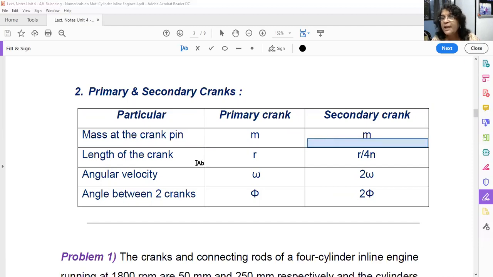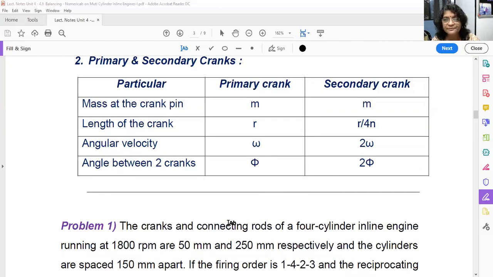It will be considered as m in primary crank also, and secondary crank also it is m. Then length of the crank, if it is r in primary crank, it will be r upon 4n in secondary crank. Then angular velocity for primary crank, it will be omega. Then for secondary crank, it will be double, that is 2 omega. And angle turned by the crank, if it is phi for primary crank, it will be 2 phi in secondary crank. You will come to know these values when we will solve the problem.